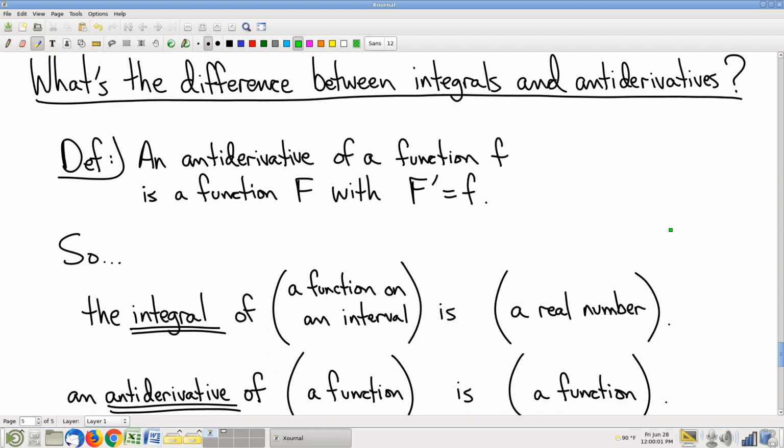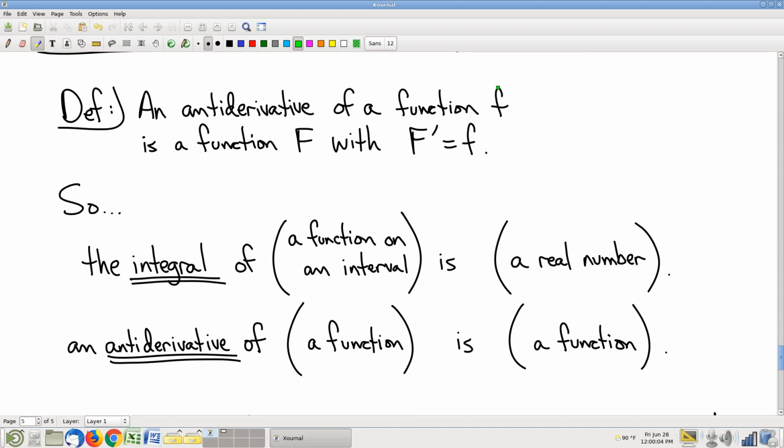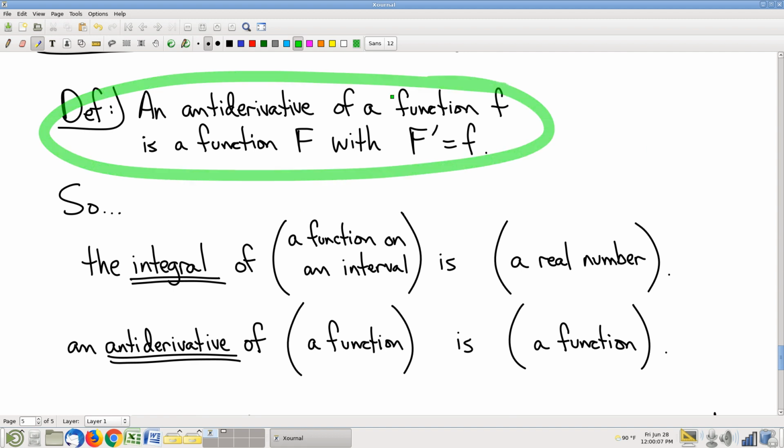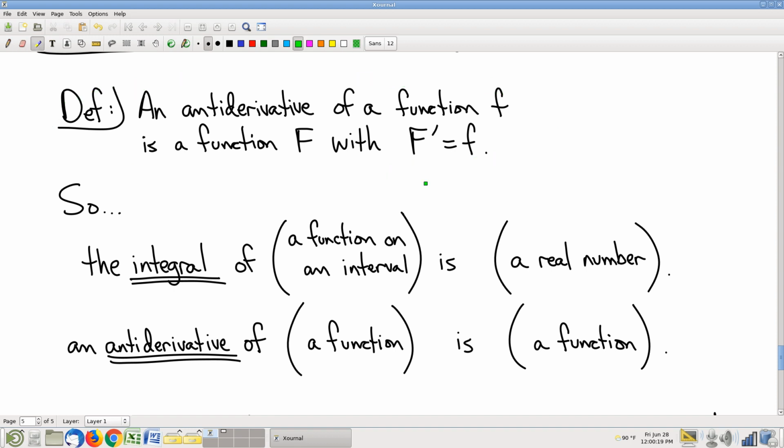So importantly then, notice that the definition of an antiderivative is very different than the definition of an integral. Integrals are Riemann sums. Antiderivatives are not. So they have very different definitions. They're also very different in type. If you want to do an integral, we apply an integral to a function defined on an interval. You need to tell me both the function and the interval. That's not how antiderivatives work. If you want to take an antiderivative, you take an antiderivative of a function.